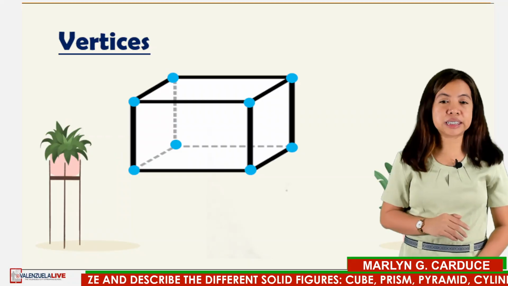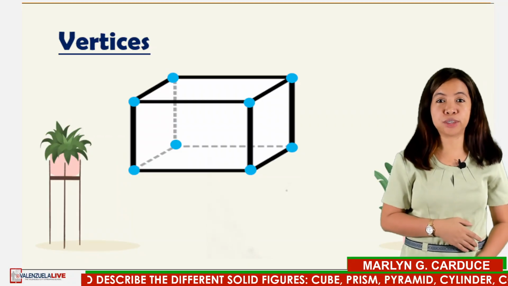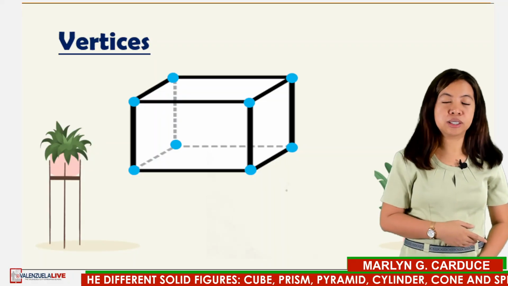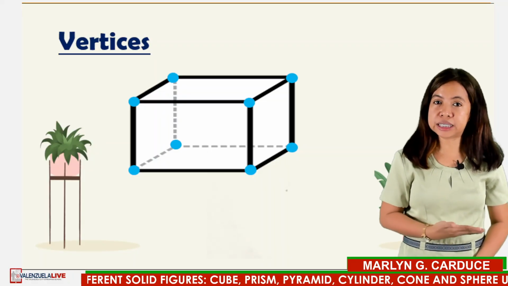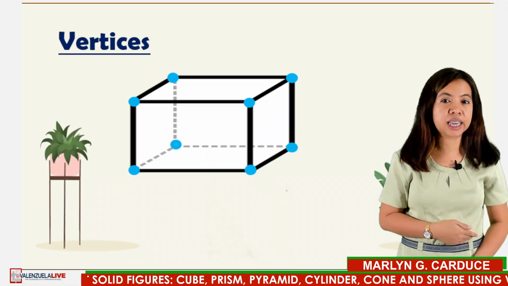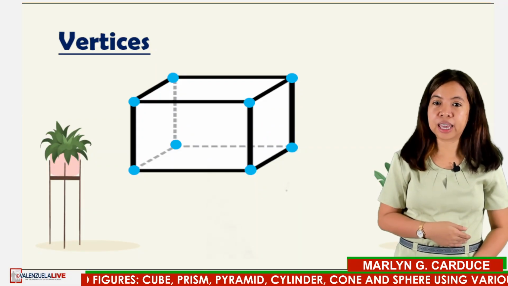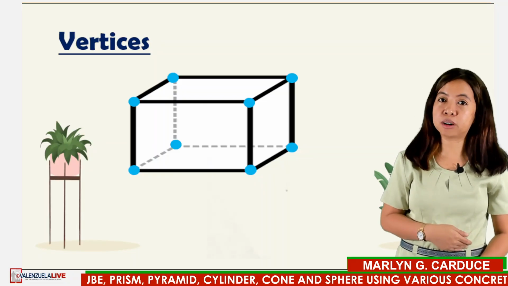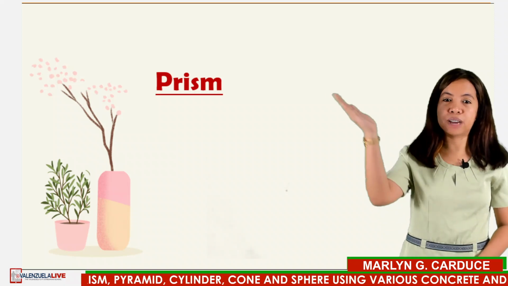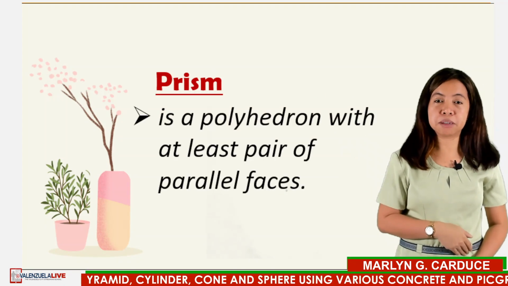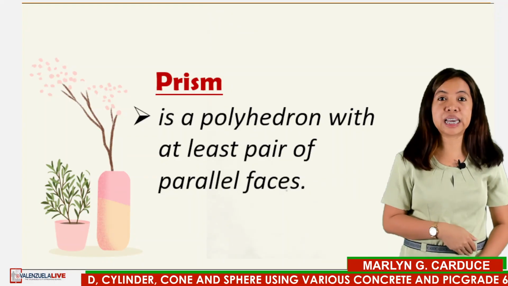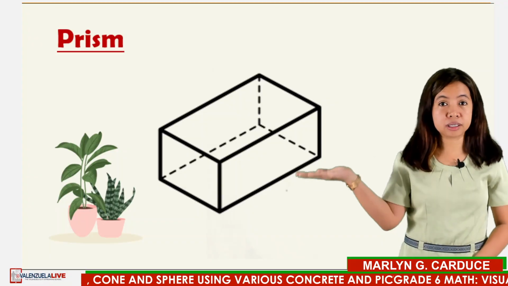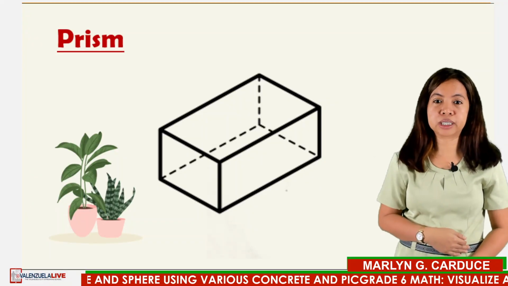Now let's discuss the different examples of solid figures, how they are formed, and what their names are. Solids with special properties have special names. One example, our first type of solid figure, is the prism. A prism is a polyhedron with at least a pair of parallel faces. This is an example of a prism.